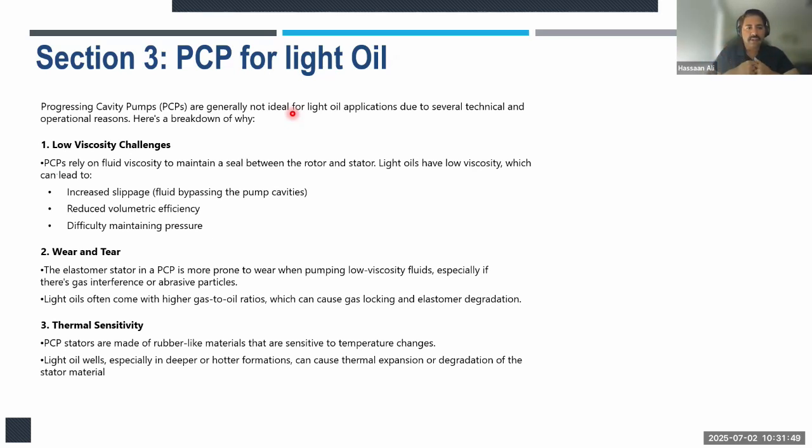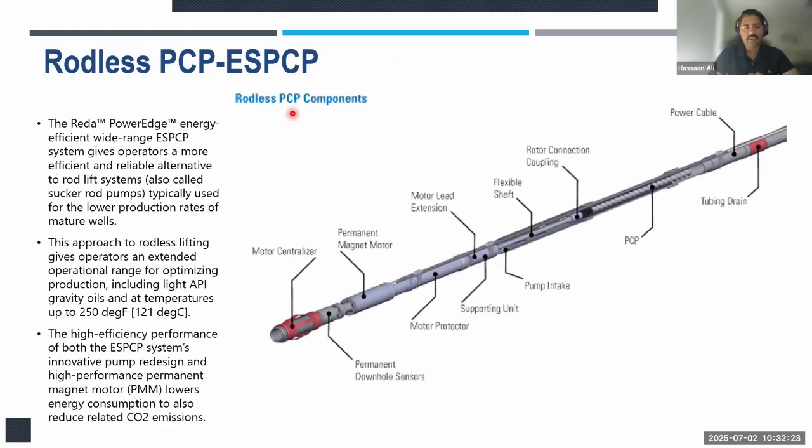And then last but not the least is thermal sensitivity. As I mentioned earlier, the elastomer is a crucial part of the PCPs. These elastomers are very sensitive to temperature, so higher temperature results in elastomer degradation. If you are generating a lot of heat during this light oil application, that heat is not going to be dissipated. The elastomer will absorb that heat and start degrading. So these are some of the constraints on the PCP for why we do not use PCP for the light oil.